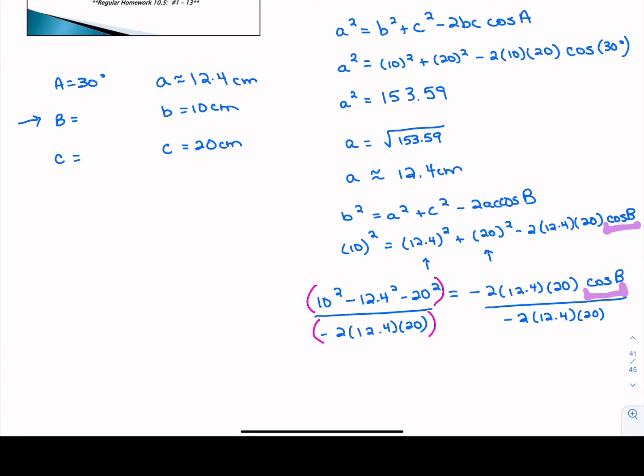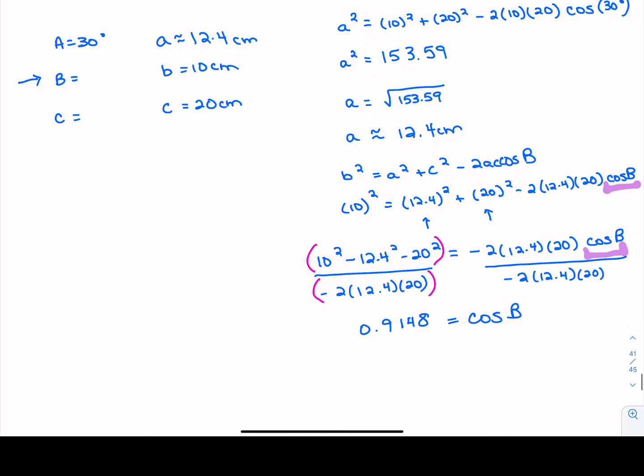If you're careful, what you get on the left side is approximately 0.9148. And we want to make sure we round pretty far because this is a ratio. This is telling us the cosine value for angle B. Now, if we want angle B itself, we know we have to use an inverse function.